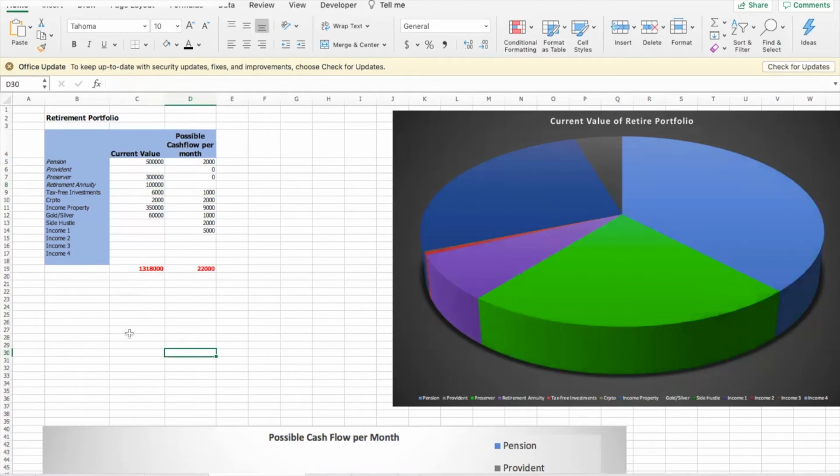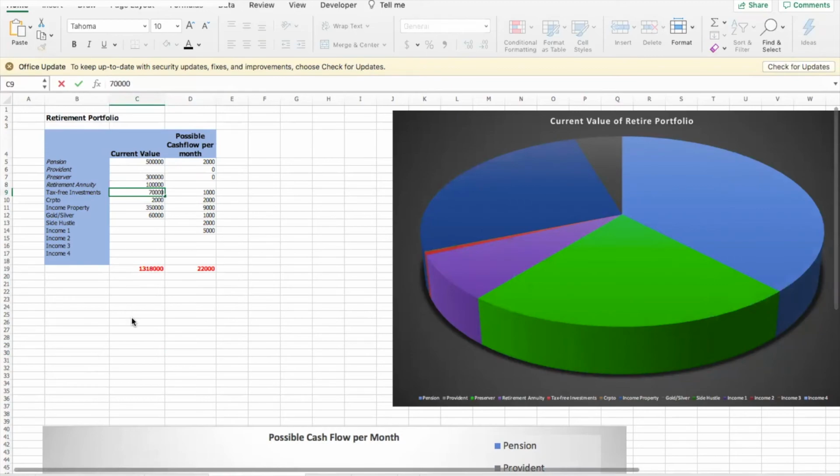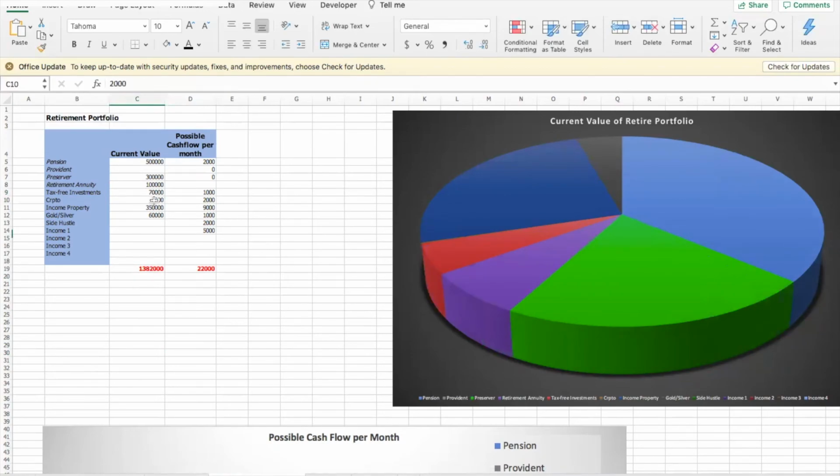This is the current value as it is valued today. So every year you've got to do this exercise and you'll see all of the figures change and you'll see where the bulk of your retirement investment is. Let's say our tax-free investments, we've got 70,000 there. Crypto, let's say we want to bump up our crypto. Income property valued at 350. There's 6,000 in gold. Gold is not going to give you an income, but if you do sell it, this is what you're going to get. So you're going to put all of that there.